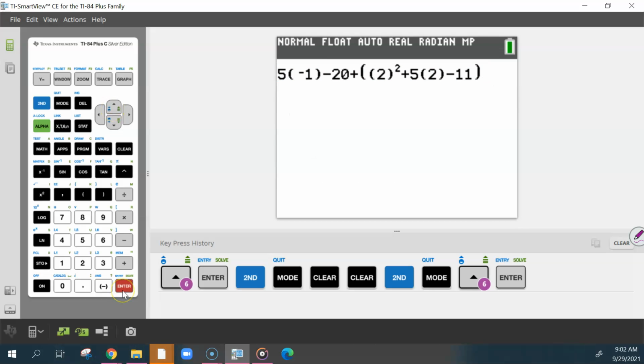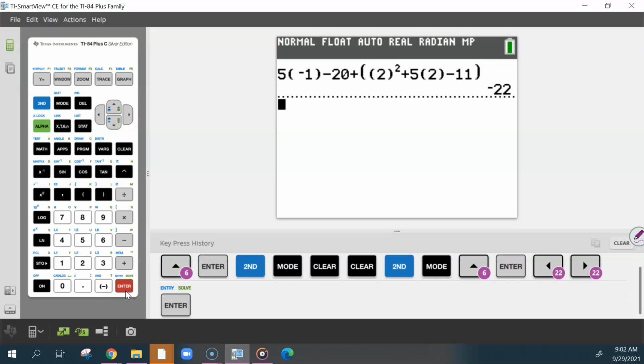So when you put this in, you would do 5 and then parentheses -1. Minus 20, plus parentheses is right here. And then you're going to add another parenthesis. When you do that second parenthesis, it makes this one bigger. Squared, plus 5 in parentheses 2. And then minus 11 and end off your parentheses. And you should get -22. So you go into your question.